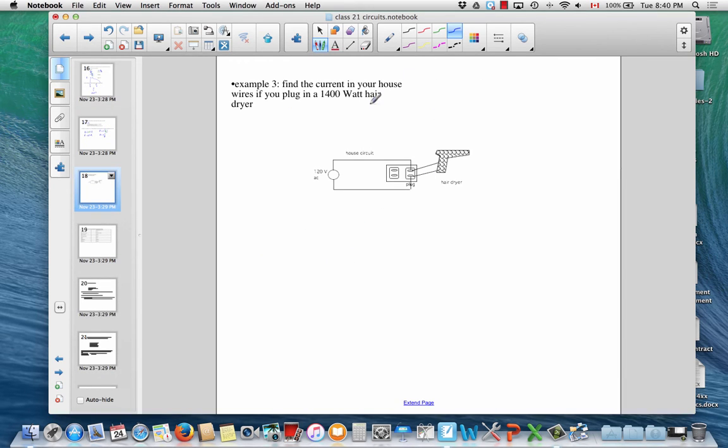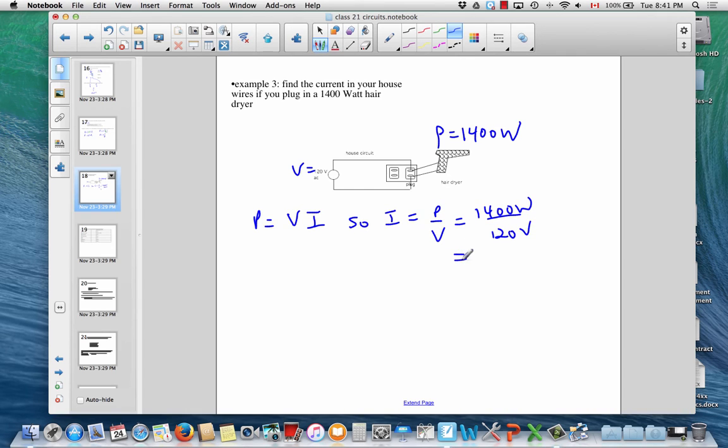Now, household circuits are 120 volts, and appliances have power ratings on them. So if this is a 1400 watt hairdryer, we can find the current, because we've just said that electric power is the product of voltage and current. So the current will be the power over the voltage. This is a 1400 watt hairdryer hooked up to 120 volts.